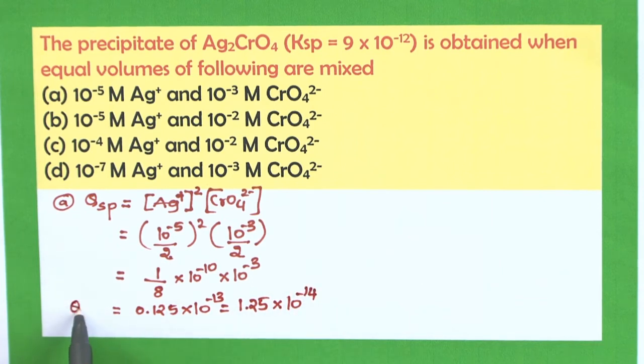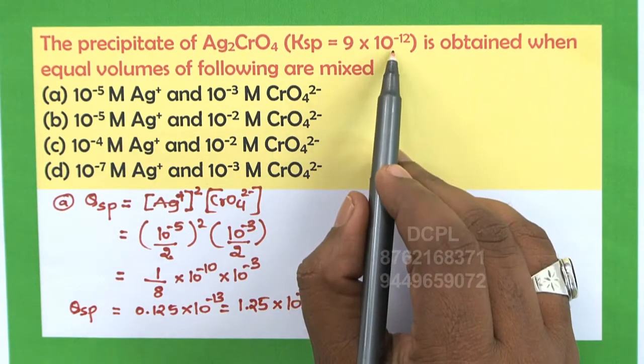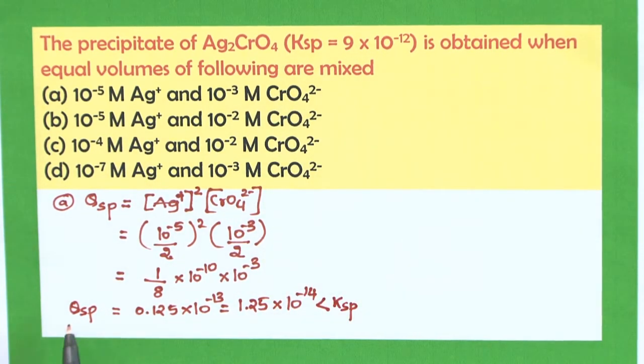The value of QSP obtained for option A is less than the Ksp value given. Ksp value is of the order 10 to the power minus 12. Hence here QSP doesn't cross Ksp, hence you don't get a precipitate in this case.